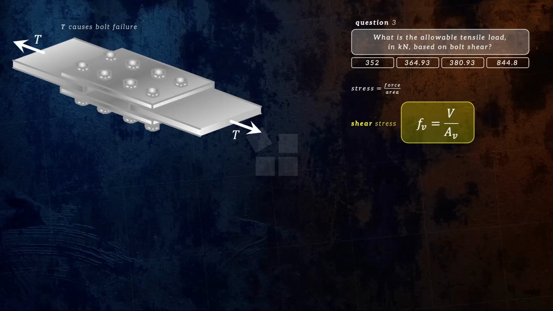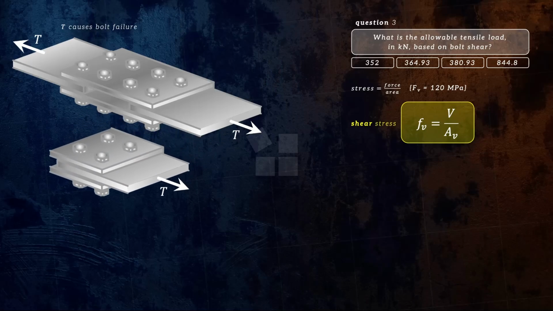Stress being the shear stress, and from our situation, the allowable bolt shear stress, capital FV, is given as 120 megapascals, which will serve as our shear stress FV in this question. The force would be the shear force V, and the area would be the shear area AV. To better understand the shear area, note that the tensile load T that is seemingly acting on both sides of the connection is the same. With that in mind, we can consider just half of the whole connection.